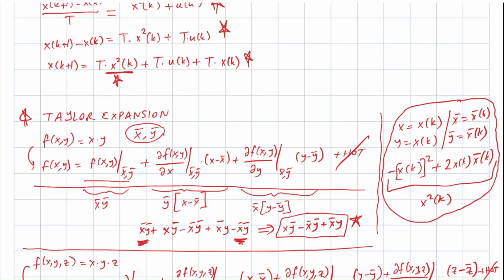x dot equals x squared plus u. We have only one state. Here we can see the second term: just get the Jacobian, or take the derivative with respect to x, and compute it for x bar and y bar. This is the value I'm talking about, and then times x minus x bar. This is the second term.